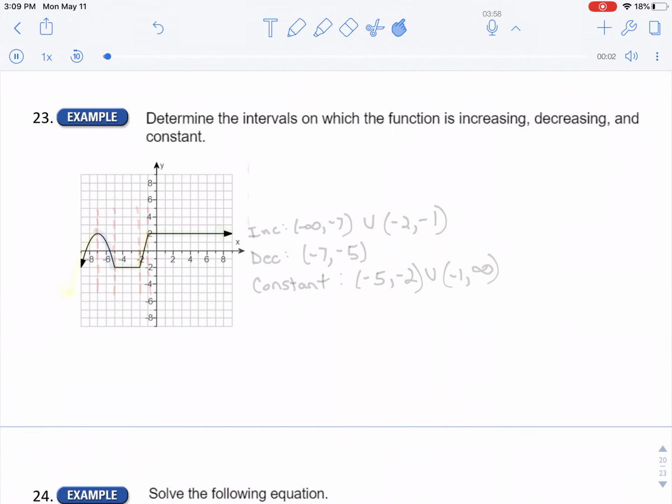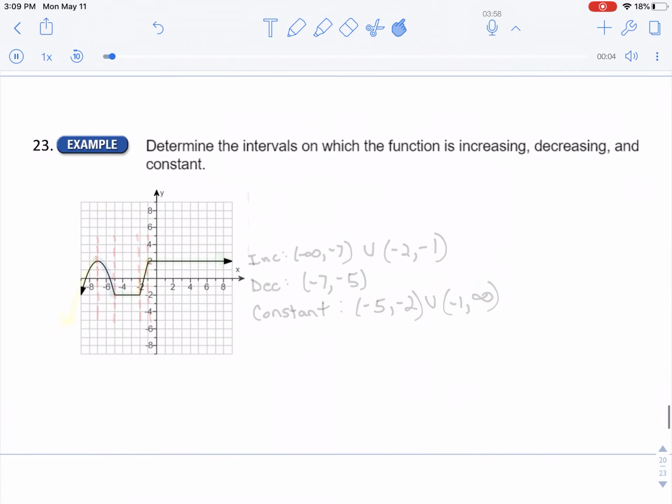This is review for the exam, problem number 23. So this problem wants us to determine the intervals on which the function is increasing, decreasing, and constant. Remember that we read math the same way you read a textbook, from left to right.